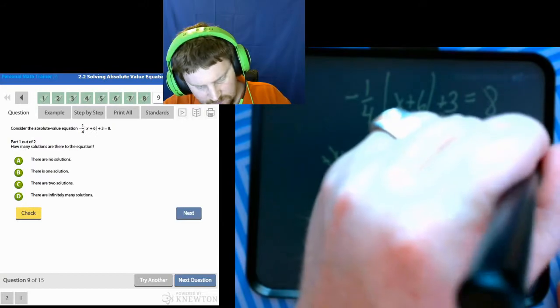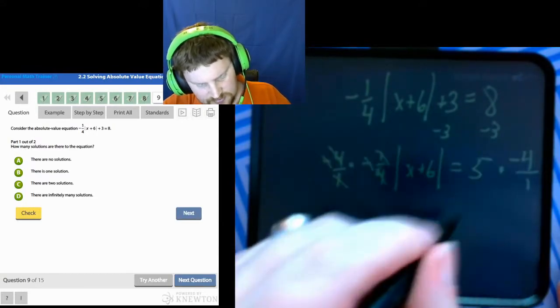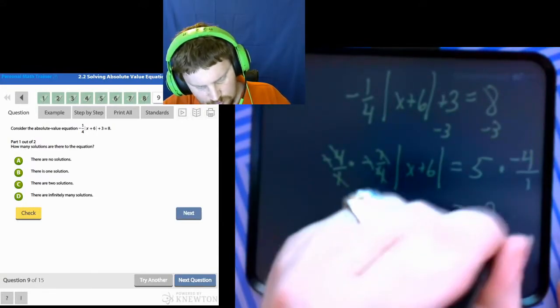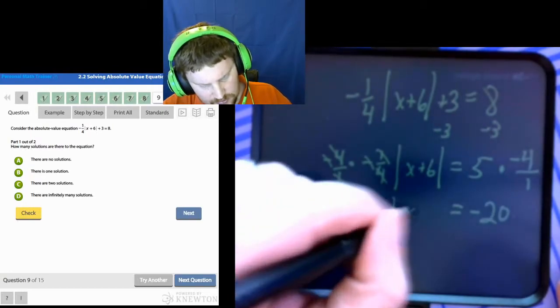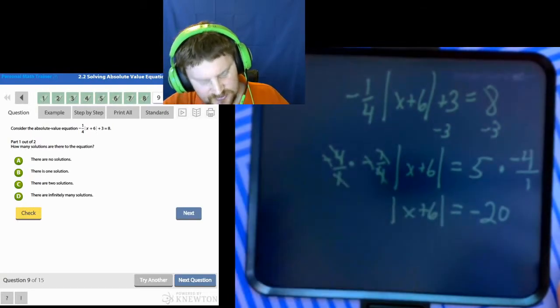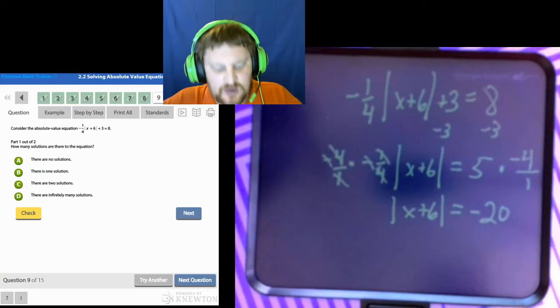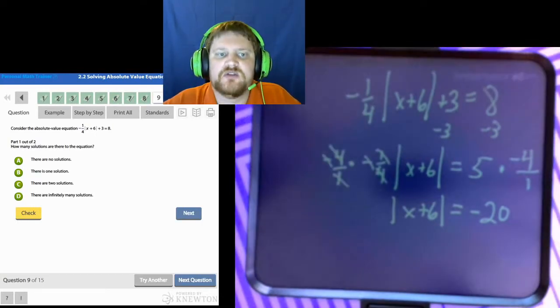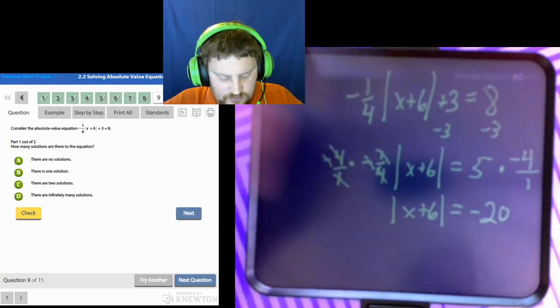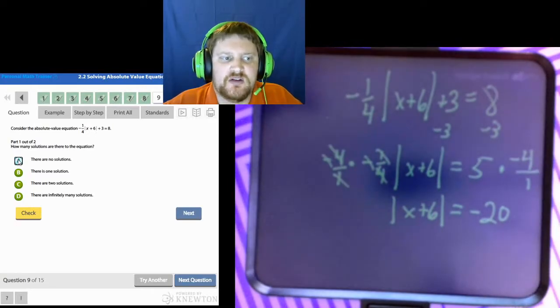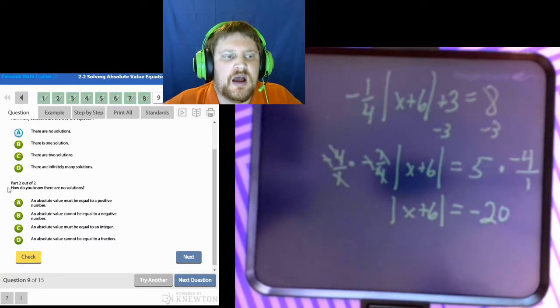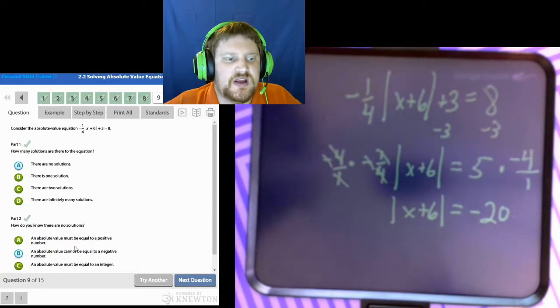Multiply by -4/1. 5 times -4 is -20. Absolute value of x plus 6 equals -20. Once again, we have an isolated absolute value sign that equals a negative number. That tells us that there are no solutions. How do we know that? Because an absolute value cannot be equal to a negative number.